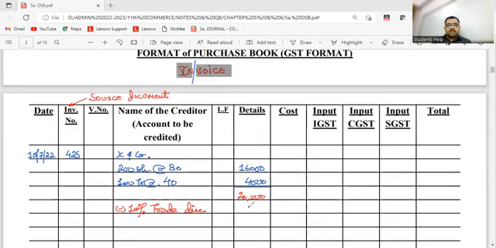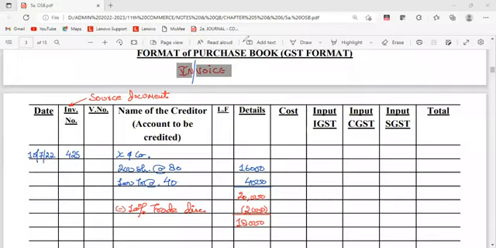10% of 20,000 is what, children? 2,000. What is 20 minus 2, children? 18,000. Please complete up to this, then I proceed further, children. Go ahead, children, moving on.